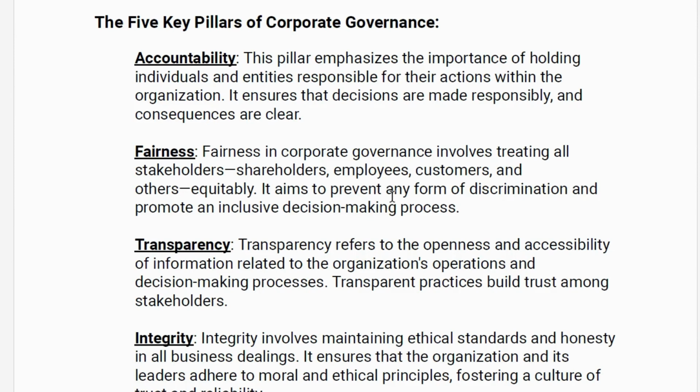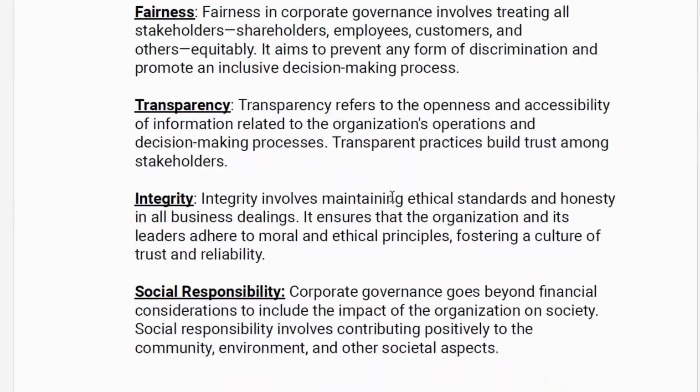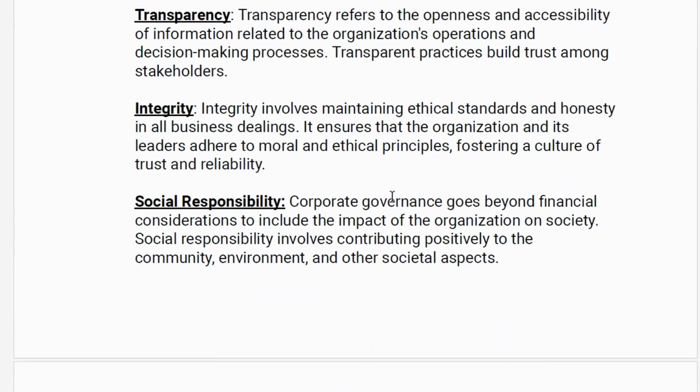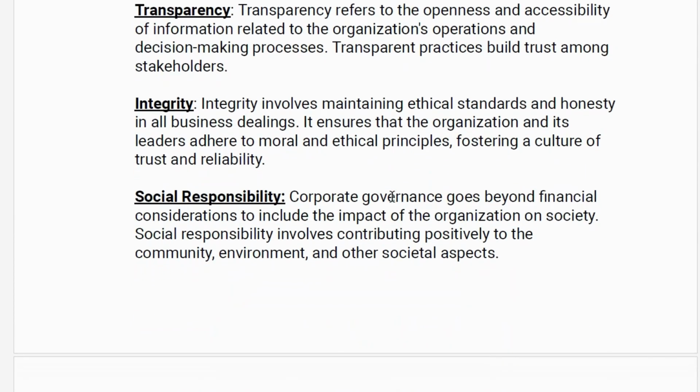Then comes transparency. It refers to the openness and accessibility of information, so the stakeholders can trust the organization when they are transparent. Integrity involves maintaining ethical standards and honesty in all business dealings. It helps leaders adhere to moral and ethical principles, and it also fosters a culture of trust and reliability.